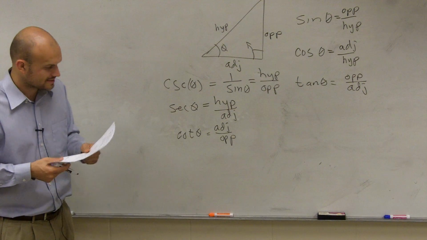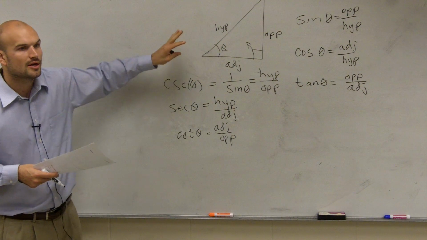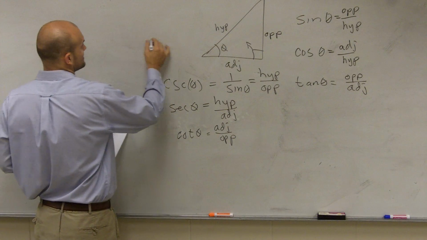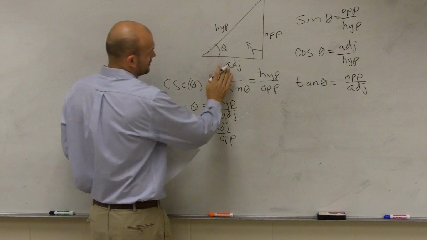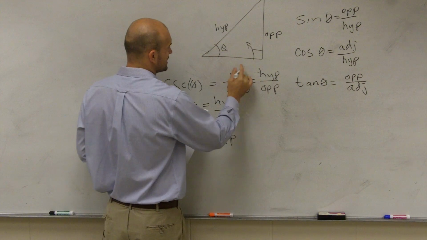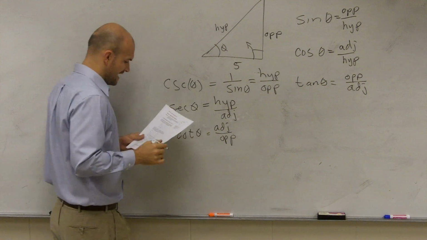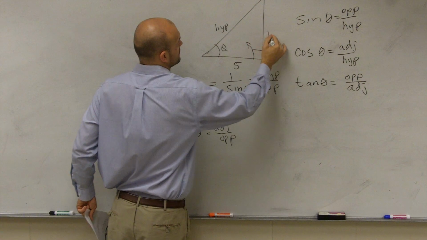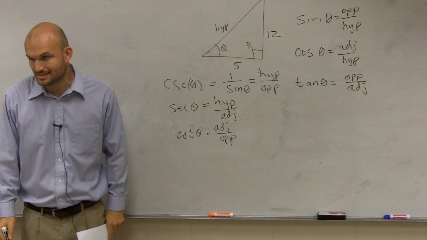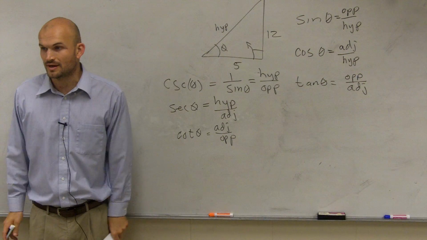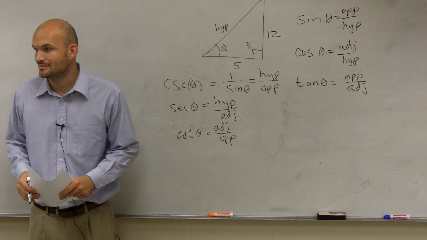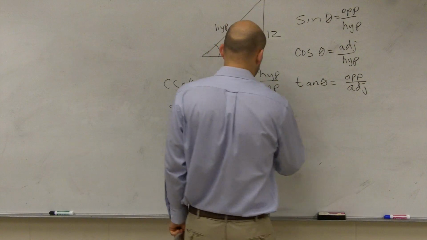So that's primarily what your 6 trigonometric functions are. So let's say I give you an angle, and let's say I give you that the adjacent is 5, and the opposite is 12. How can you find sine, cosine, tangent, cosecant, secant, and cotangent? Well, what's the only value you don't know? Hypotenuse. So how do we figure out what the hypotenuse is? Your Pythagorean theorem.